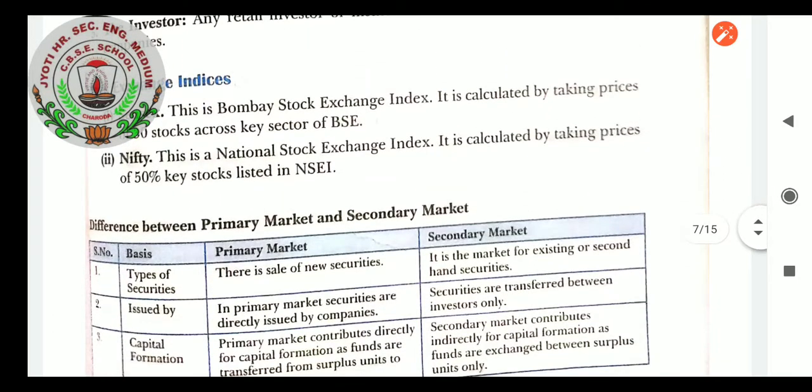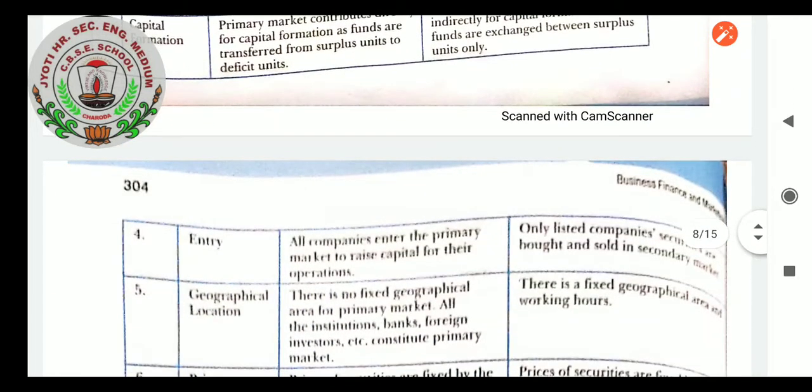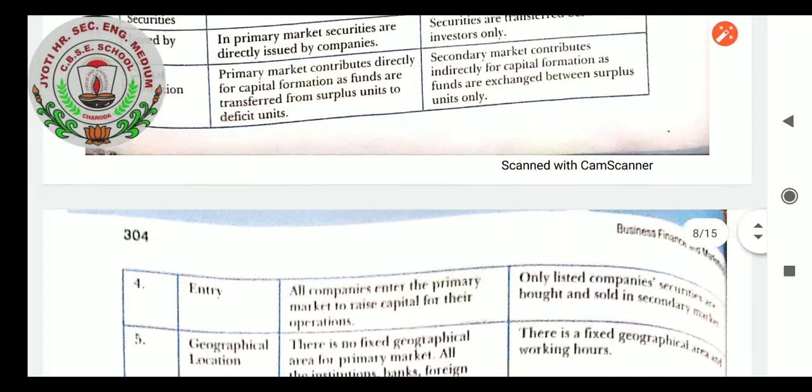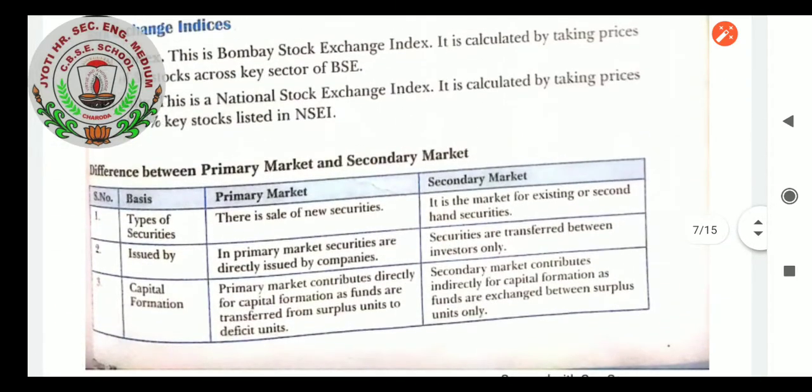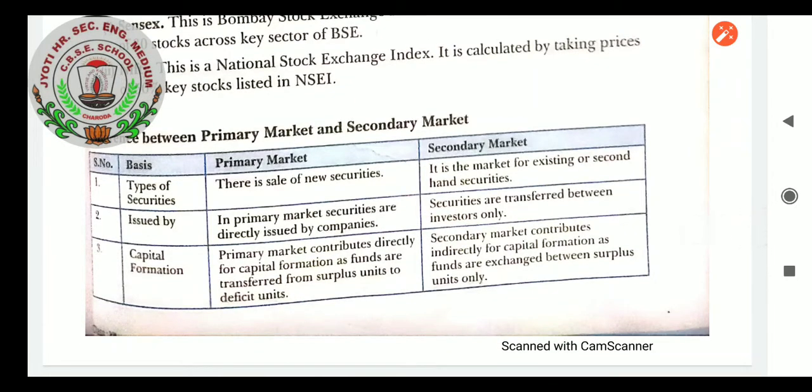Next comes the comparison of markets. We already learned about the primary market and money market. In the secondary market, we have seen the differences also. On the basis of types of securities, there is sale of new securities in the primary market, whereas the secondary market deals with second-hand securities, meaning shares are sold a second time. In the primary market, securities are issued by the companies themselves. In the secondary market, they are transferred between investors only. One investor can sell to another new investor or an old investor who is ready to purchase the shares.